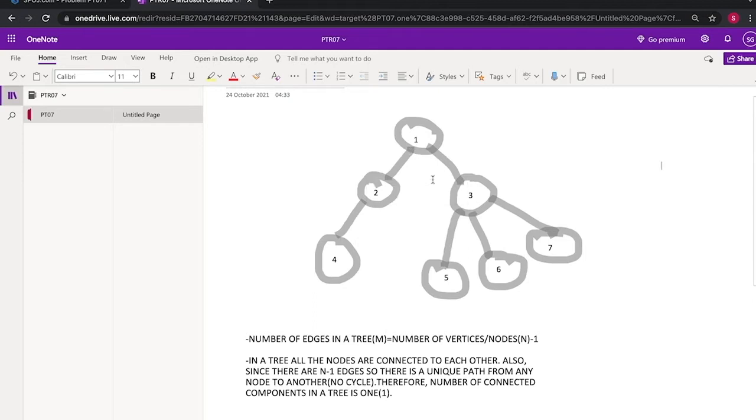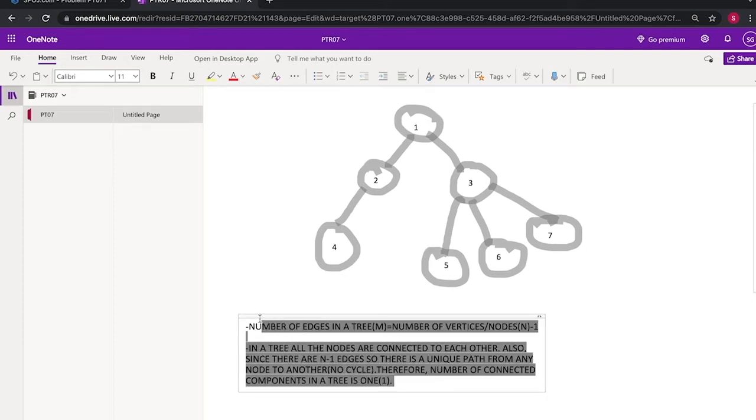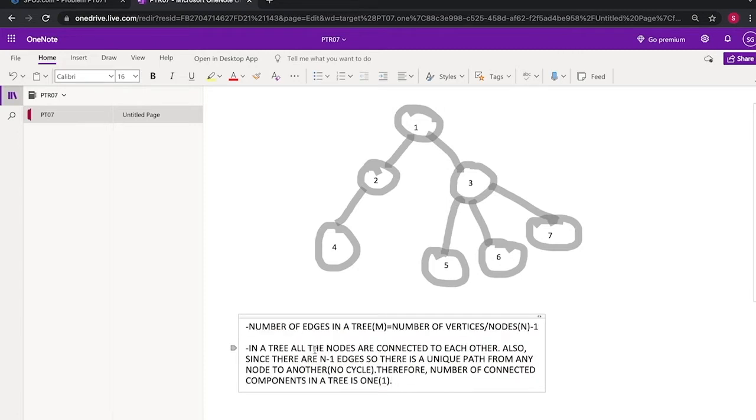Also, a tree does not contain a cycle. So there is always a unique path from one node to another. These are the only two things we need to know in order to solve the question. So we just need to check if the number of edges is equal to the number of nodes minus 1, and if the number of connected components is equal to 1. That would be enough to prove if the graph is a tree or not.